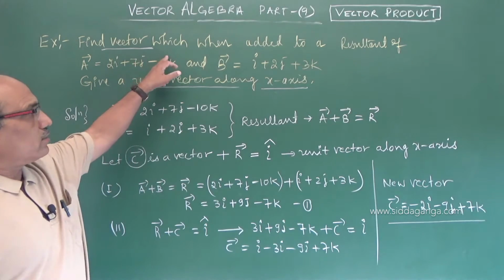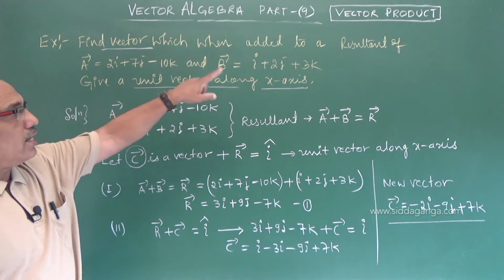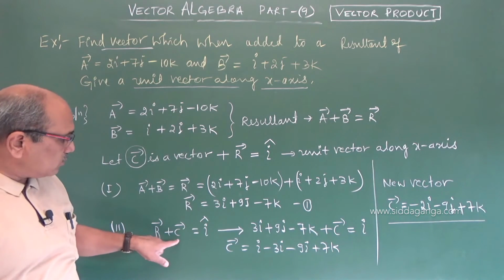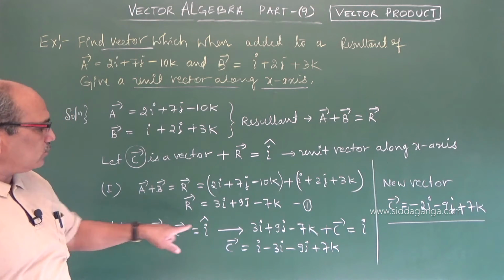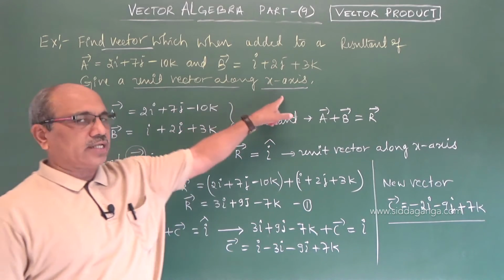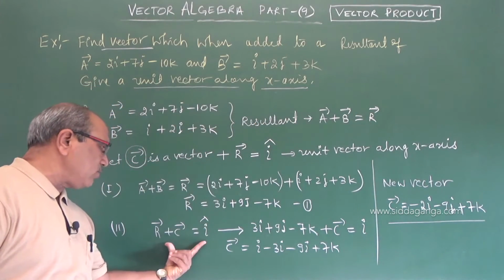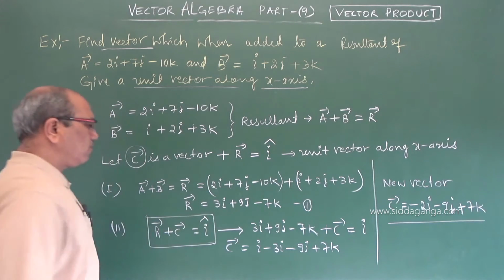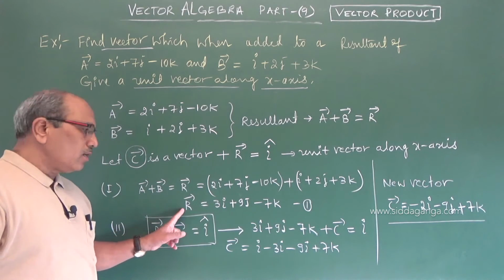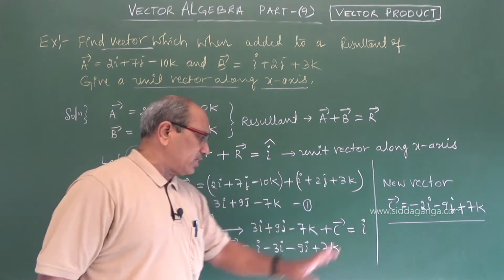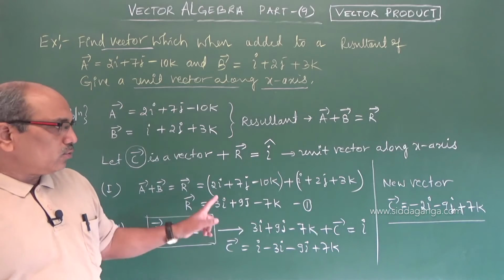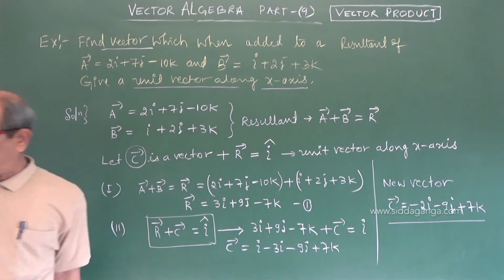You have to find a vector which, when added to the resultant, gives a unit vector along x-axis. This is the condition we applied. It is important to get the answer. First we determined R plus C gives you the unit vector. We calculated that. I think you followed. Let's go to another question. Have a glance.